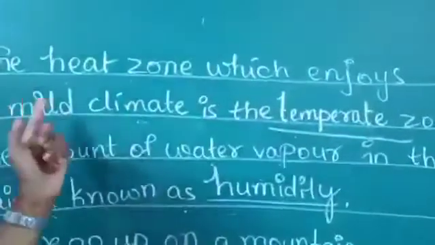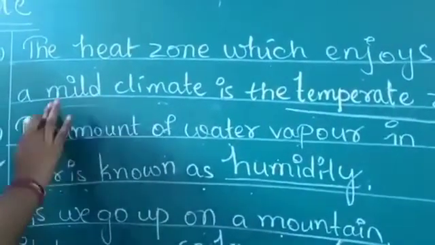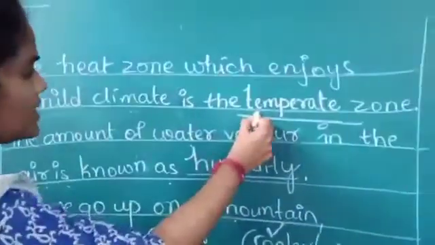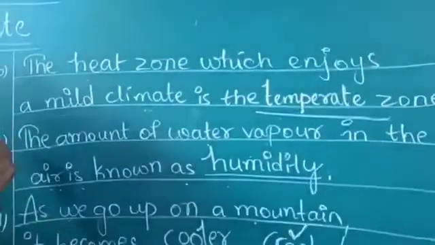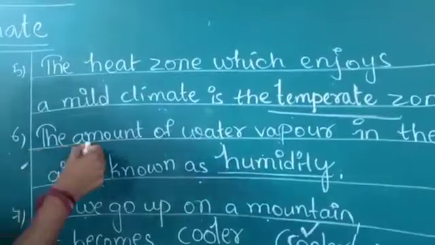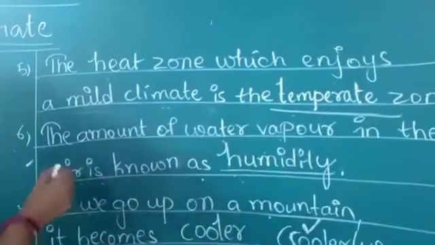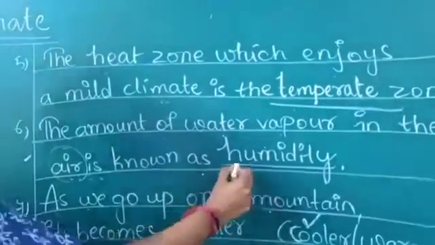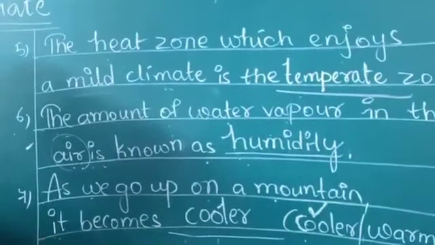Now you see the fifth one, the heat zone which enjoys a mild climate. Mild means what, beta? Neither too hot nor too cool. That we call mild climate. Which zone is it? Temperate zone. T-E-M-P-E-R-A-T-E, temperate zone. See the sixth one, the amount of water vapor in the air is known as what? Humidity. H-U-M-I-D-I-T-Y, humidity.